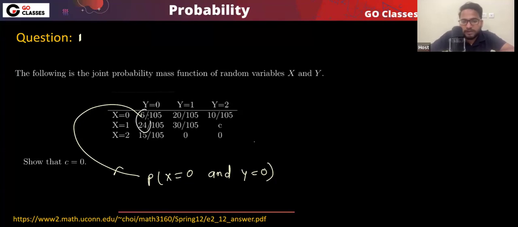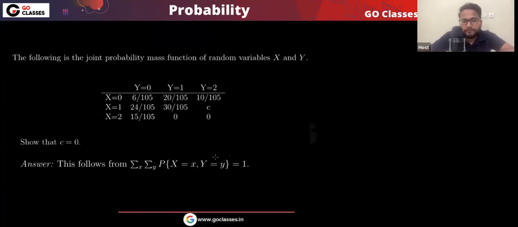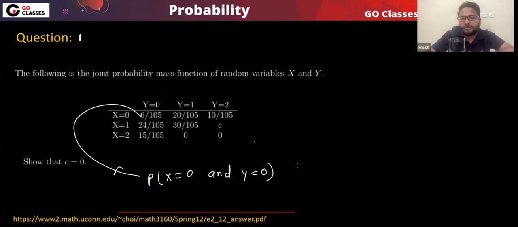Okay, so this is 30, this is 30, and 30, 60, 60, 80, 90, 90 plus 15, which is 105. So I think the sum is 1 if you don't include the C. That's why C will be 0, right? If you sum over all of these entries, then it should be 1. That's how we can show this. I think this is a fairly easy question. I hope you understood how to solve it.